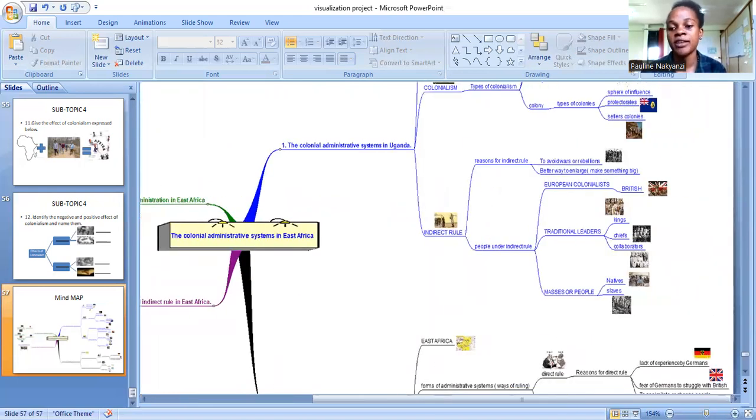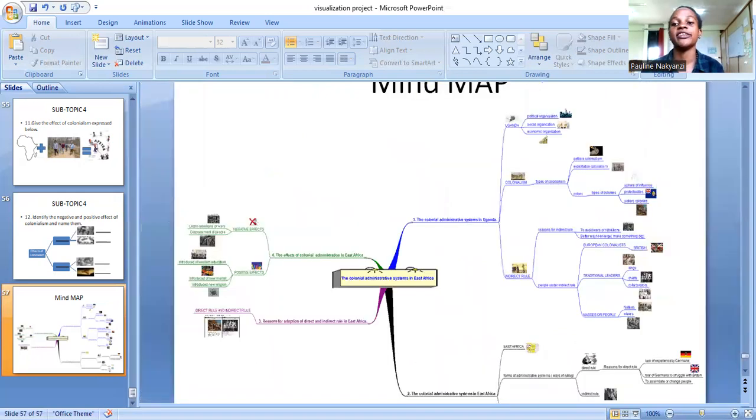Under this mind map, I also use different visuals that can be expressed for the students to easily understand the whole topic. And the mind map was to help me summarize the whole topic for my students for easy understanding and remembering of what was taught in the lesson.